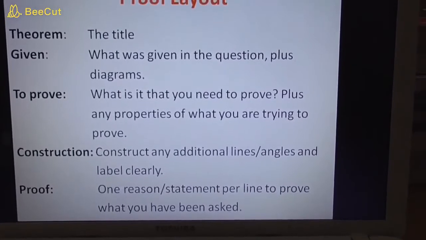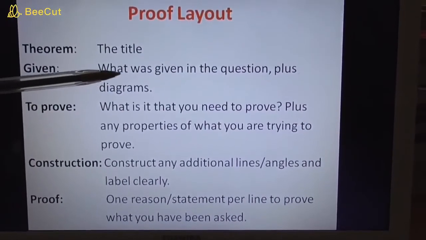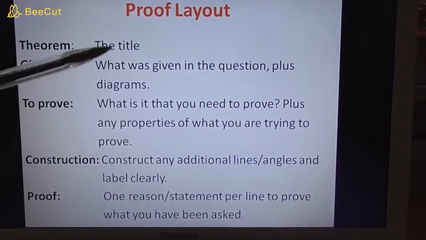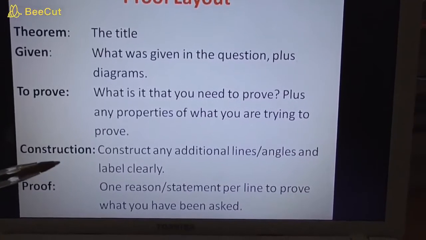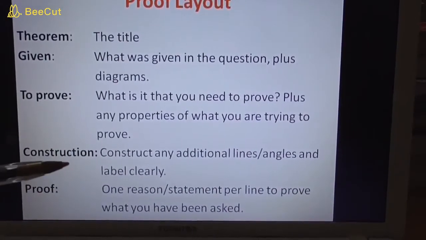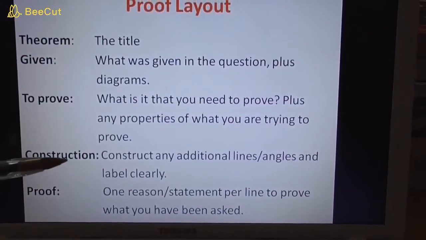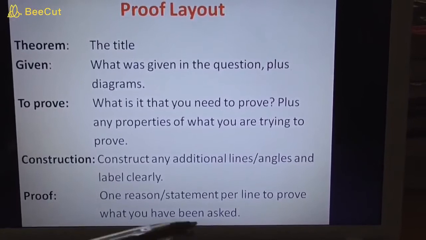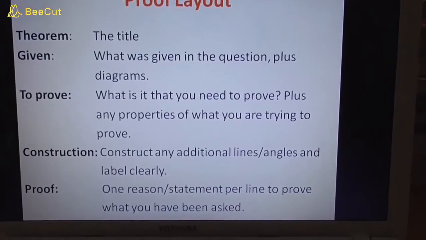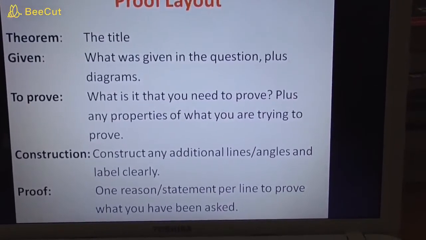Then there's a construction. So based on whatever diagram up here that you have given, now this is a diagram that you'll be giving yourself. It's not that it's given in the question, you'll have to draw it usually. The construction part is, if you need to add on any lines or angles to the diagram that was up here, this is where you do it. So you construct any additional lines or angles and you label them clearly and you state what it is you're constructing, like dropping a line from this point to this point or whatever you're doing.